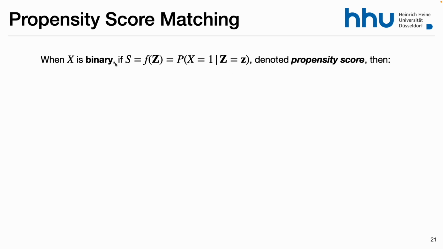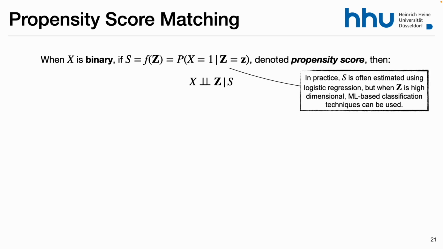So if you actually compute the function as being the probability, this is going to be a real value between 0 and 1, and we just need to condition on this one-dimensional variable now. And actually, if you choose S as this function, you have this. It's not hard to prove. So in practice, S is estimated, for example, using logistic regression.